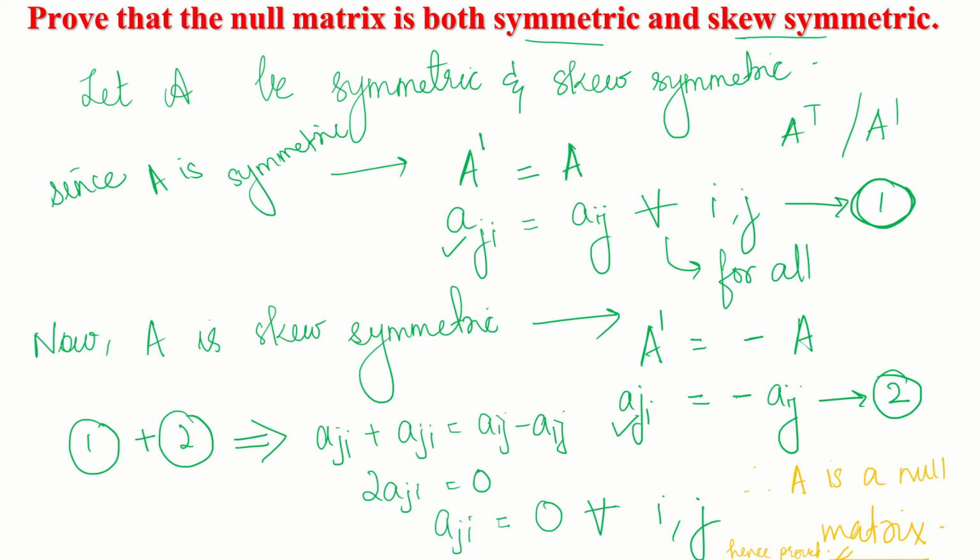Now I'm going to add equations 1 and 2, and on adding, we get AJI plus AJI equals AIJ minus AIJ, and this whole term will get cancelled. It becomes 0. So AJI is equal to 0 for all I and J, and if AJI is 0, then we can conclude that A is a null matrix, hence proved.